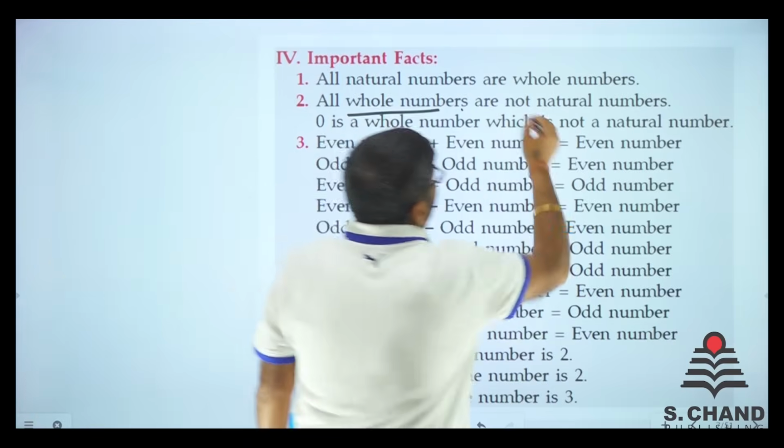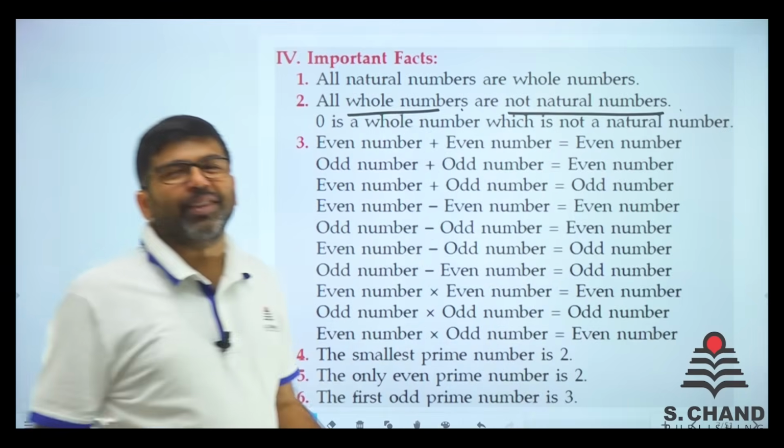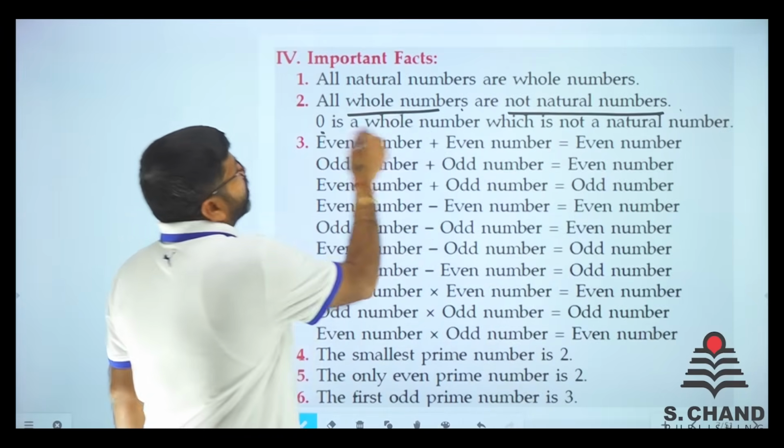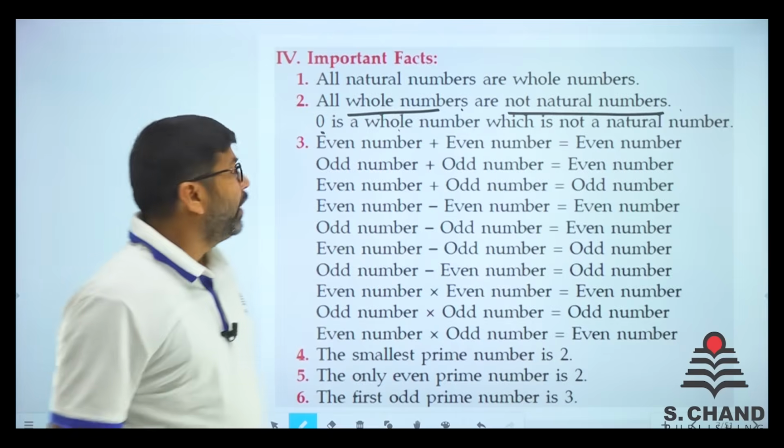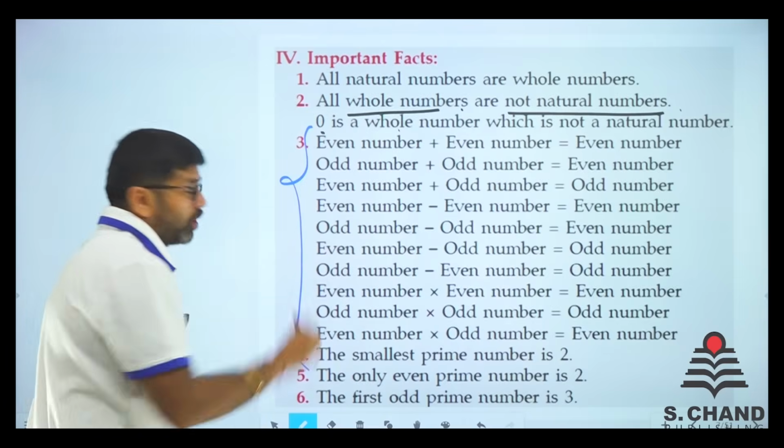All the whole numbers are not natural numbers. Obviously, 0 is not there, right? So 0 is a whole number which is not a natural number. Then we have something for you to understand.